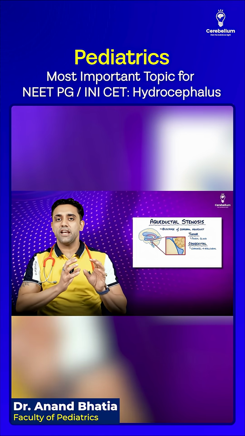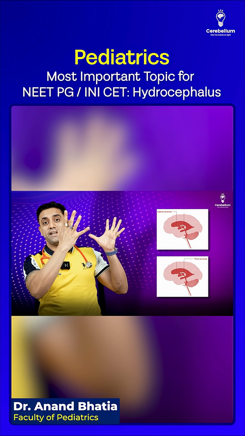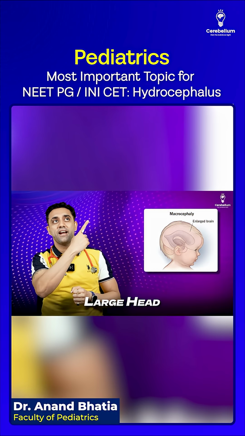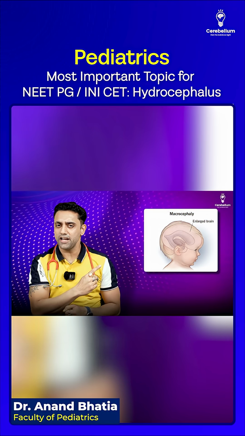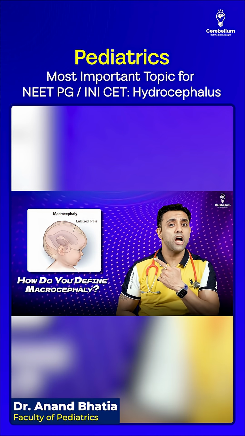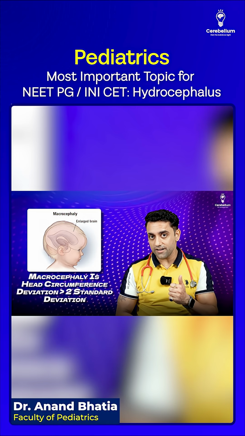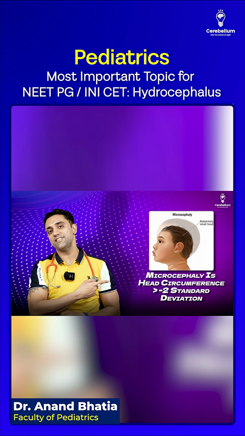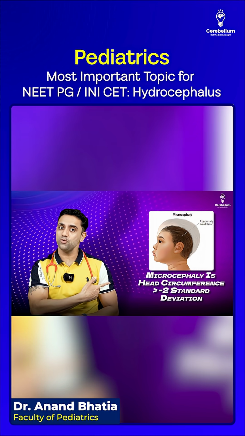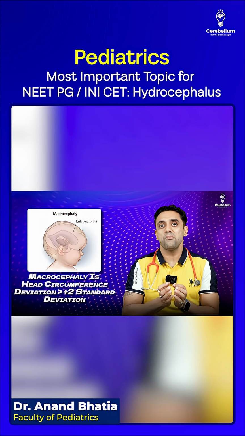Whenever there is aqueductal stenosis, the lateral ventricle and third ventricle, very importantly, dilate, and the patient is going to have macrocephaly, a large head. Can you see the picture? There is macrocephaly. If I ask you a question, how do you define macrocephaly? Head circumference more than how many standard deviations? Macrocephaly is head circumference more than 2 standard deviations, and microcephaly is head circumference less than minus 2 standard deviations. So head circumference less than minus 2 is microcephaly, and head circumference more than plus 2 standard deviations is macrocephaly.